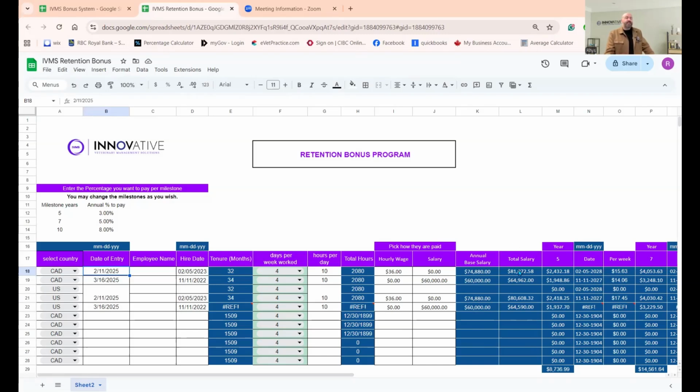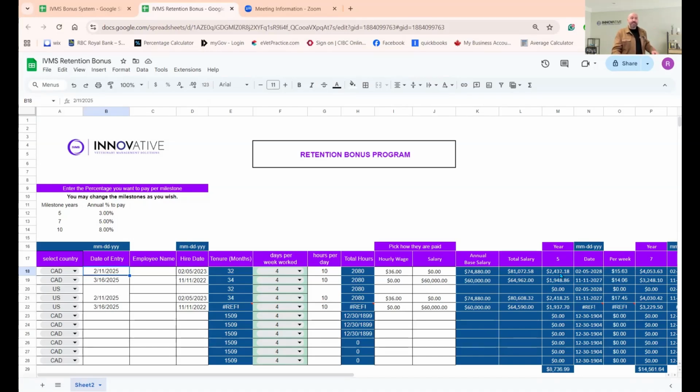The only difference is Canadians pay more in employer tax than the Americans. Now, it's important to note that we are not paying matching 401k or RRSP. It is just based on the base salary that that employee is going to get. This excludes any benefits because you're only giving the retention bonus based on the salary portion only, and your employer taxes. So we've said, okay, at year five, we're going to give them 3%. 3% of this person's total salary of $81,000, we're going to give them $2,432 for the 5-year mark.